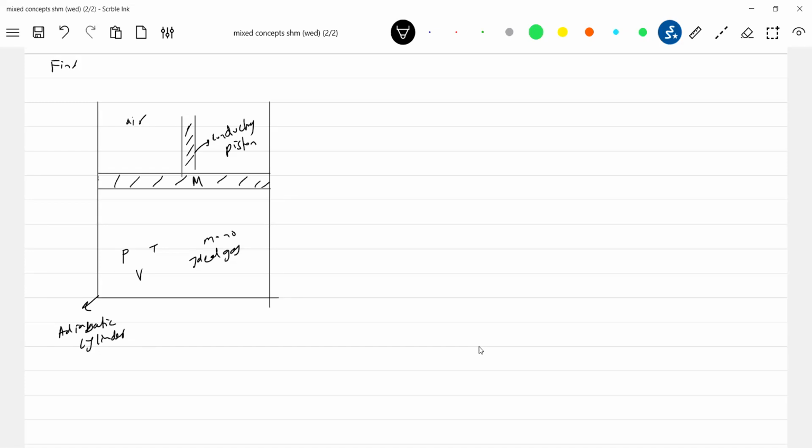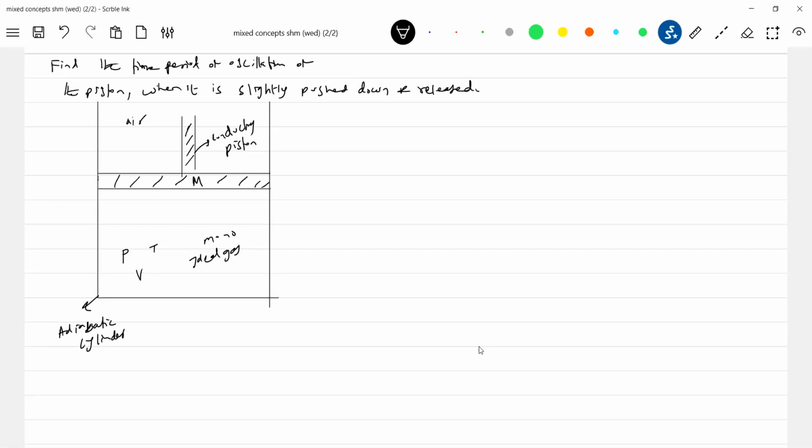Find the time period of oscillations of the piston when it is slightly pushed down and released. Okay, that's the basic idea.